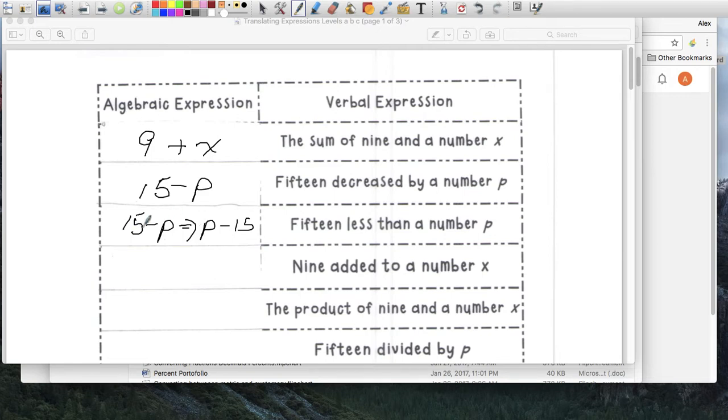9 added to the number x. The product of 9 and the number x, times x. And 15 divided by p, which if you did write it right, you can write it like this.